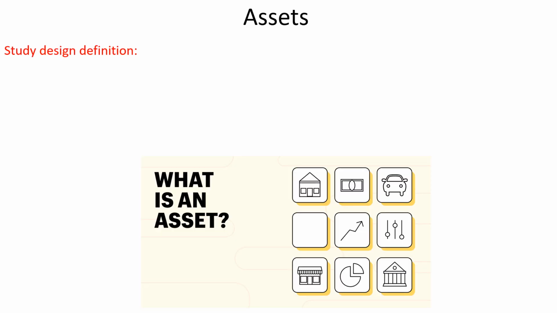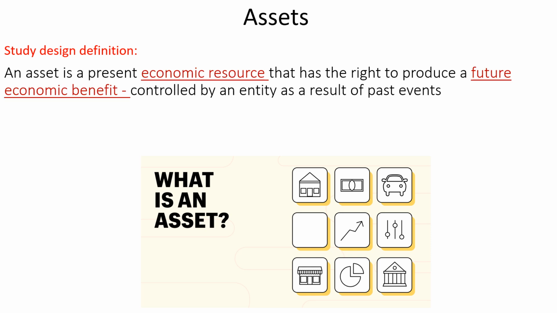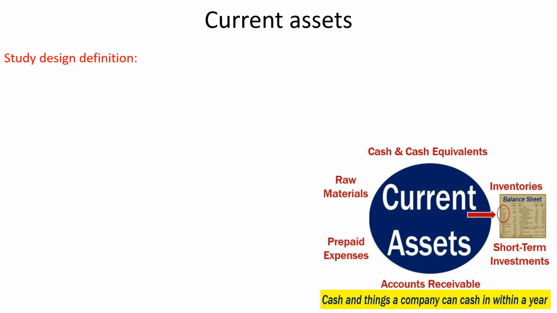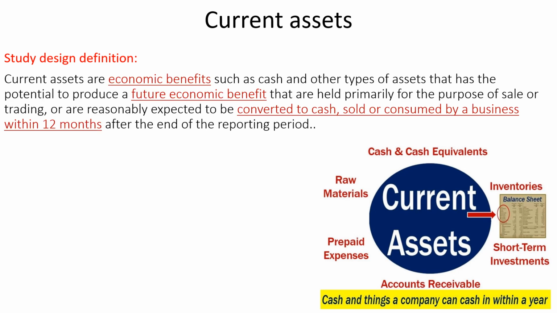So in terms of the 2025 to 2029 study design, it defines an asset as a present economic resource, which means it's something that has value, that has the right to produce a future economic benefit, providing it's controlled by the entity as a result of some type of past event, which will usually be a transaction. Let's unpack that further by discussing the definitions of a current and non-current asset. So the key parts here are the underlined parts. This is the jargon that you need to use when you are defining the element in your response.